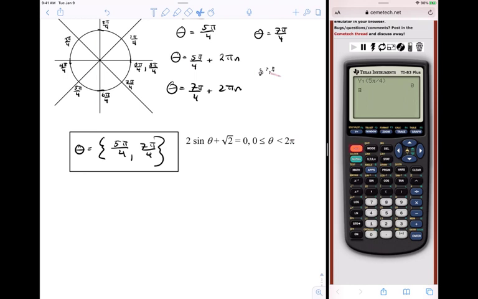Okay. Again, you know the stuff. You just don't know that you know it. So my job is to remind you of your divinity. Okay. If we plug in 7 pi over 4, what's the output? 0. 0. So at least these numbers are correct.